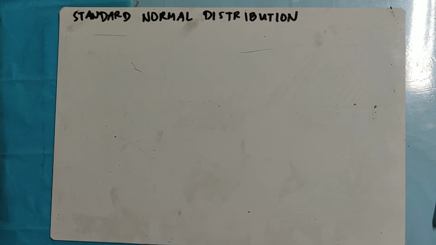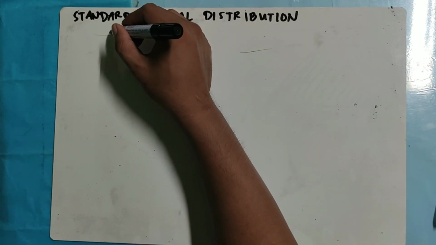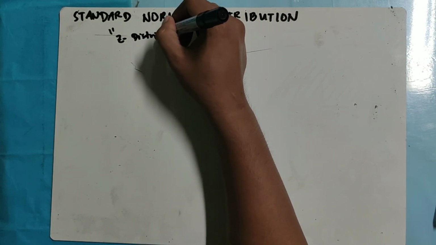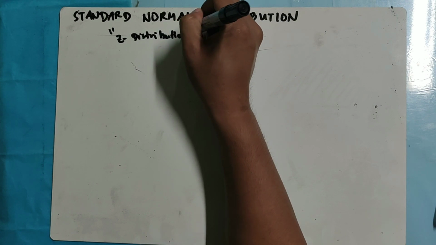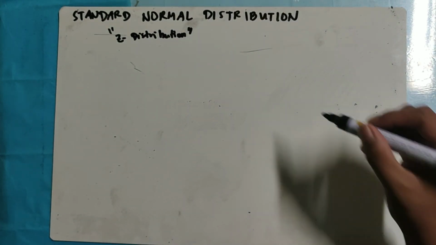For this video, I'm going to discuss the standard normal distribution and how to calculate or find the areas or the probabilities of a standard normal distribution or a z-score. The standard normal distribution is also known as the z-distribution. So let's discuss again the normal distribution.